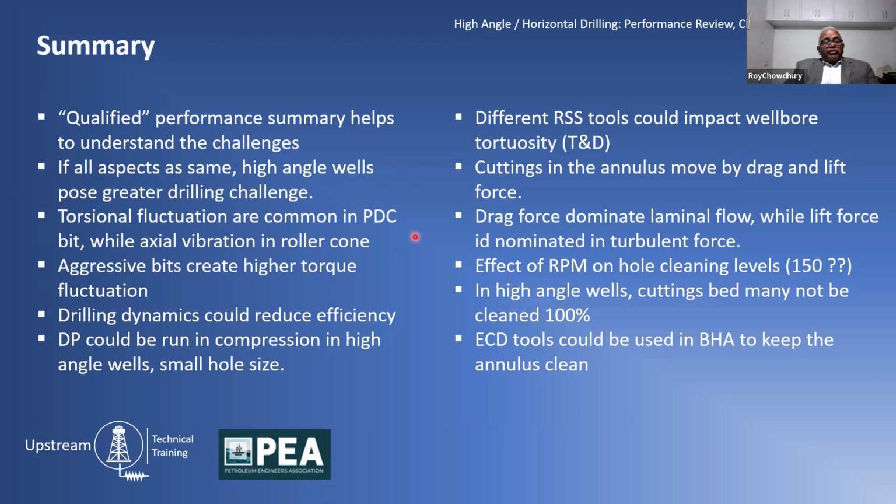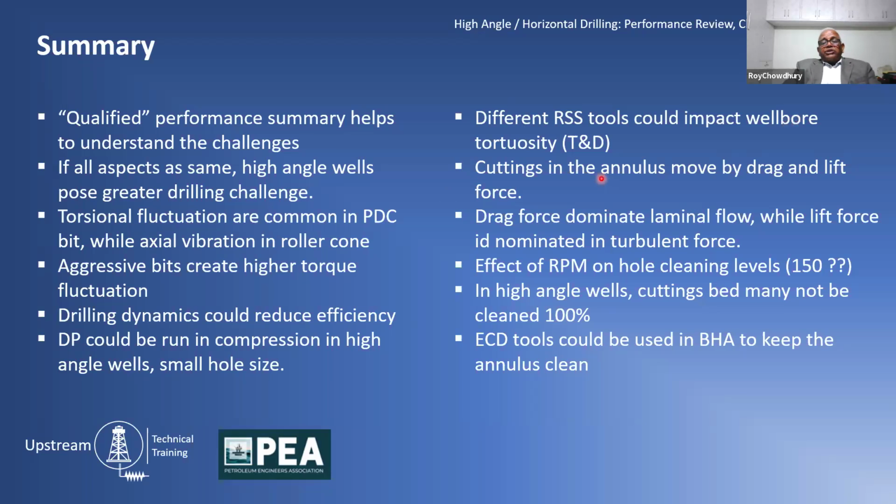Torsional fluctuations are common with PDC bits. Axial is common with roller cone bits. And an aggressive bit has a higher torsional oscillation and is more prone to stick and slip, and you want to possibly avoid it. Now, drilling dynamics reduces the efficiency, and drill pipe could be run in compression in high angle wells. This is a pretty standard practice. If you are working as a directional driller or a drilling engineer, you may have seen this. Different RSS tools impact the wellbore tortuosity. We have seen that in a paper.